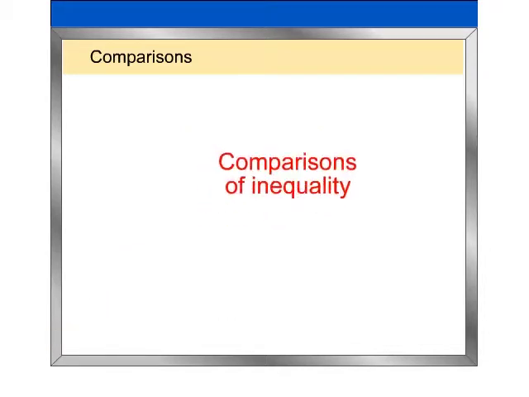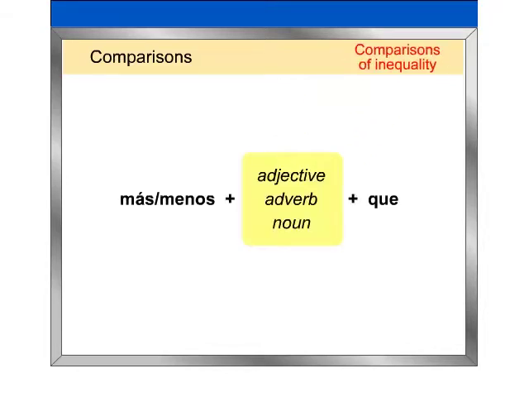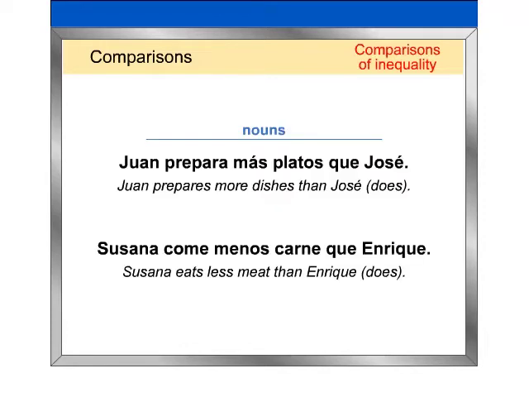Comparisons of inequality. Comparisons of inequality are formed by placing the Spanish words for more or less, más or menos, before adjectives, adverbs, and nouns, and the Spanish word for than, que, after them. Here are two examples of comparisons of inequality with nouns. 1. Prepara más platos que José. Susana come menos carne que Enrique.